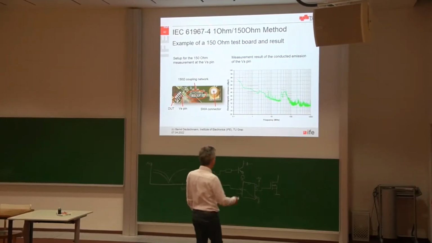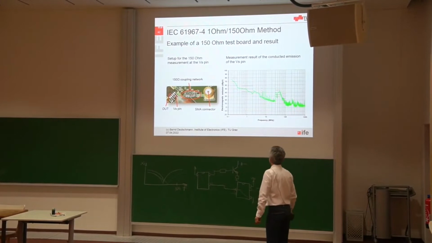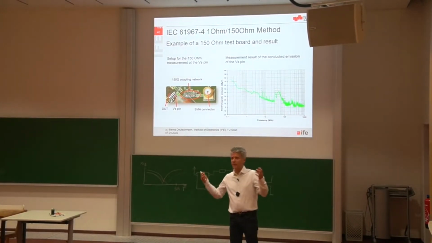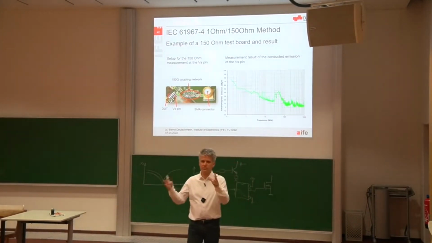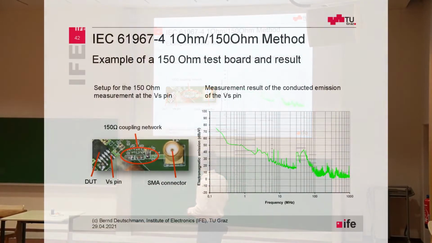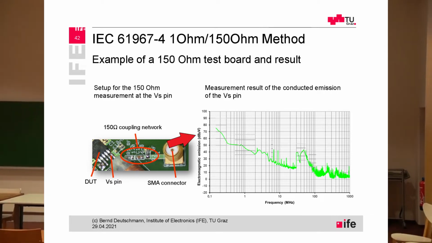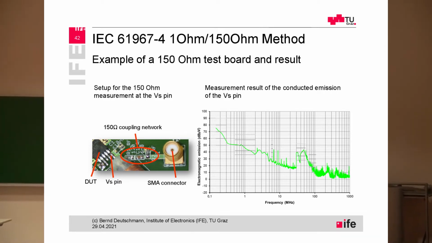Please take a closer look at the electromagnetic emission, because this is a typical electromagnetic emission plot of an IC. The y-axis defines the amplitude of our noise signal, as I mentioned, very often given in dB microvolt. The x-axis is clear as the frequency.